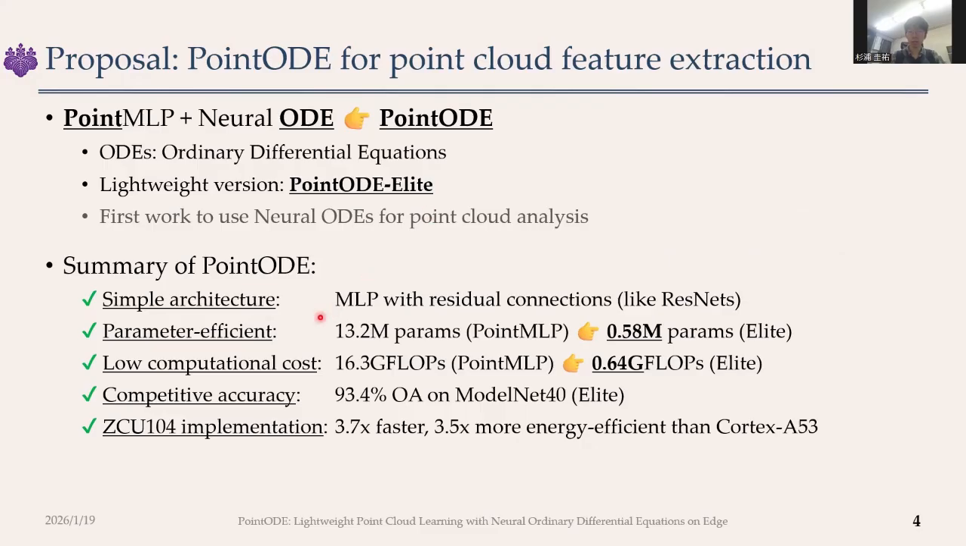PointODE has advantages over the recent complicated networks. It is a simple architecture and based on MLP with residual connections like ResNets. It is also parameter efficient and uses less than 1 million parameters. It has low computational cost, less than 1 gigaflops. PointODE still achieves competitive accuracy to the state-of-the-art networks. And thanks to the simple architecture, we can easily implement PointODE on the FPGA to improve the inference speed and energy efficiency.